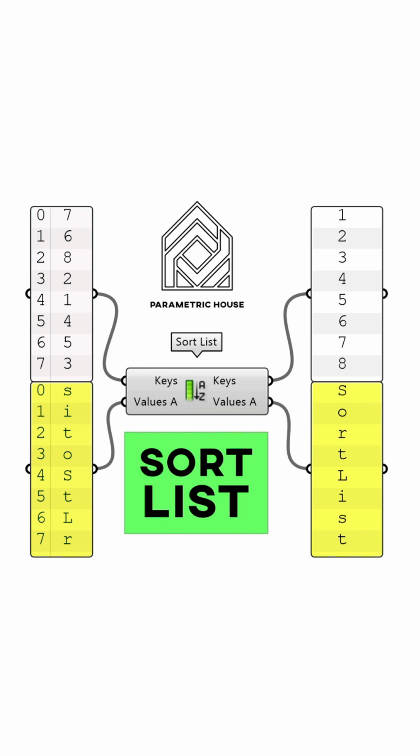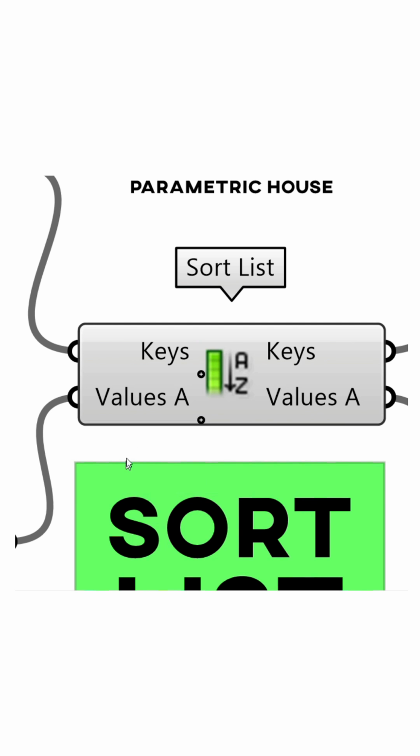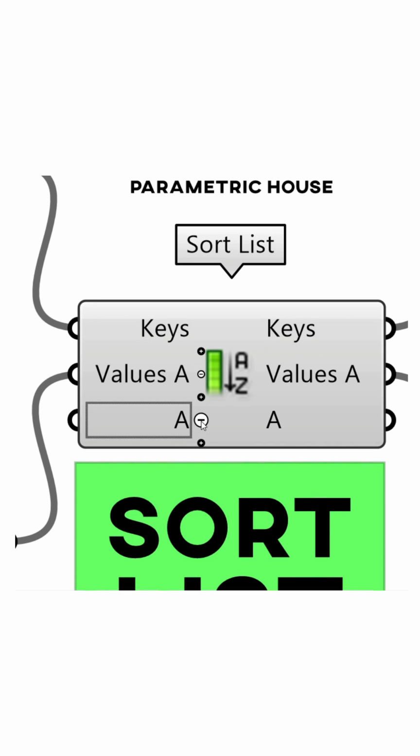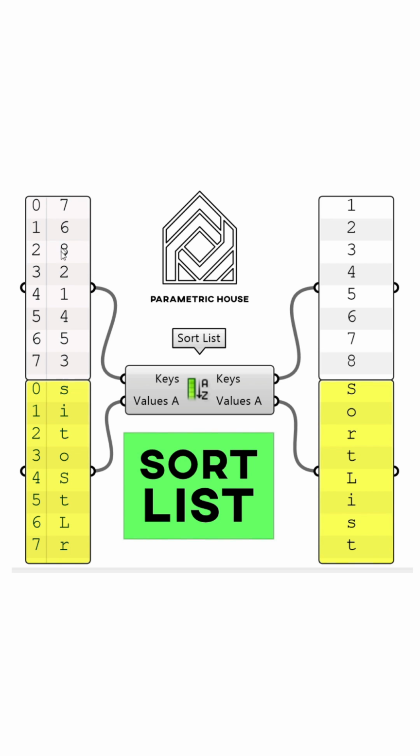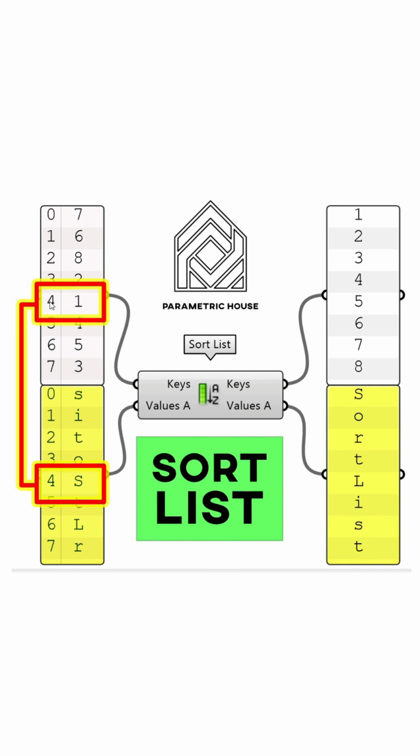But the most important thing is the values input, which you can also add if you zoom in. If you zoom in, you can add the inputs here. So when it's going to sort these numbers, it's also going to sort these values and give it out to the values A output. So take a look at this one.